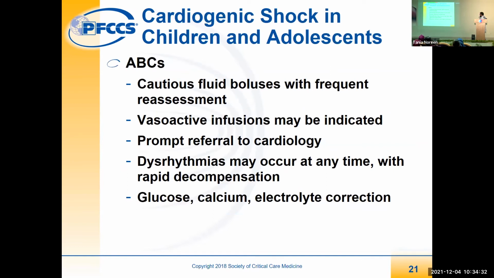So cardiogenic shock, like in other patients, ABC is of course the priority. We give fluids, but not as much as in hypovolemic shock. So we give small aliquots and then reassess. Vasoactive infusions are started earlier than in hypovolemic shock, and of course early cardiology referral is important, because if the patient is having arrhythmias and it is not fixed, it's not possible to get this patient back. So early cardiology referral is important in these patients.